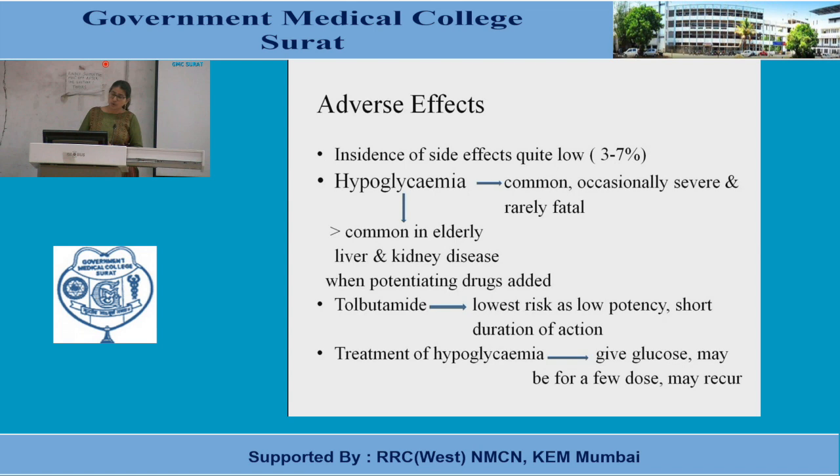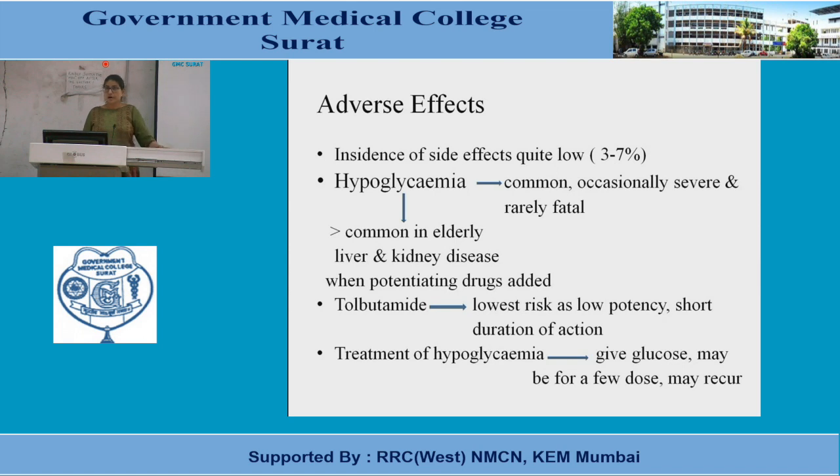The hypoglycemic side effect is more common in the elderly and in people who have liver and kidney disease. That means the liver and kidney are going to metabolize the sulfonylureas. If they are diseased, then more of the dose remains for a longer time in the circulation, continuing to lower the blood glucose level and thereby causing hypoglycemia. And whenever another potentiating drug is added, such as insulin or another group of drugs like metformin, these drugs can lower the blood glucose again, which could be life-threatening.